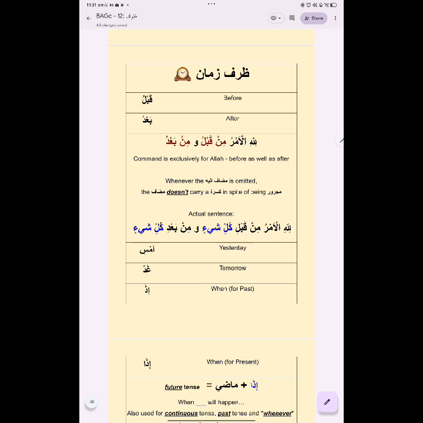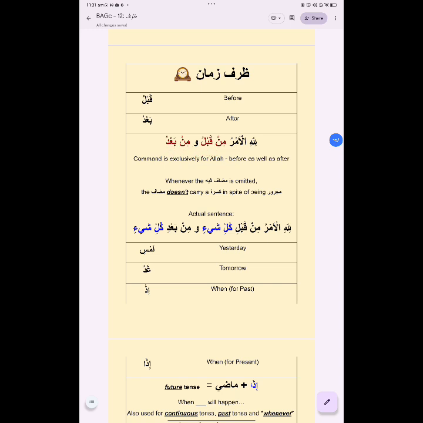All right, so first of all, we have a few words from Zarf Zaman. The word qablu means before. The word ba'du means after. By now you should be able to translate this phrase in your head: Lillahil amru min qablu wa min ba'du.